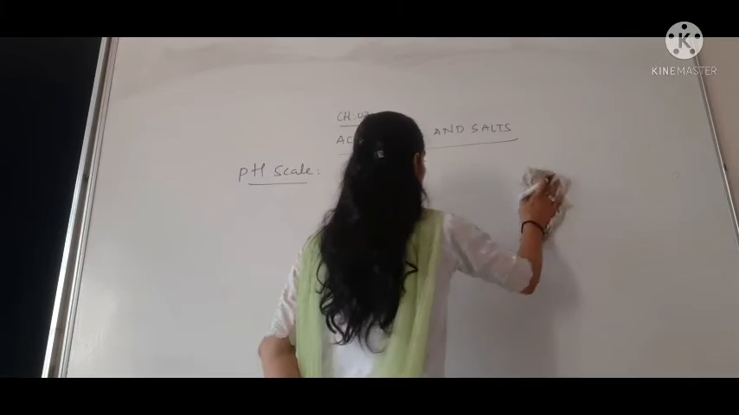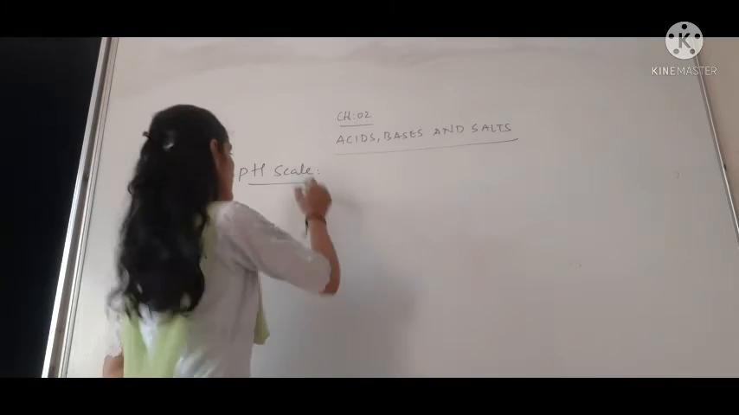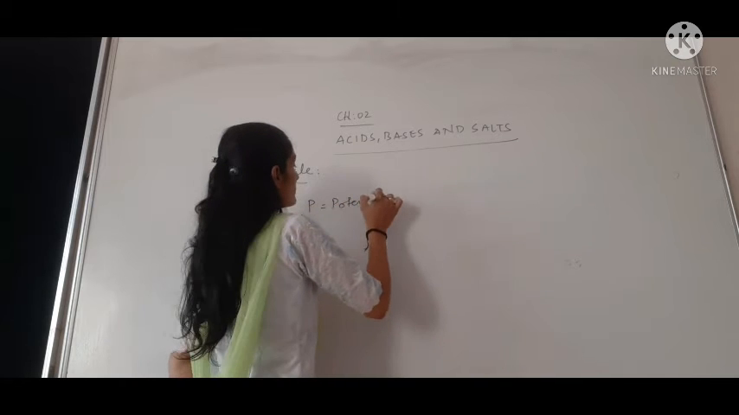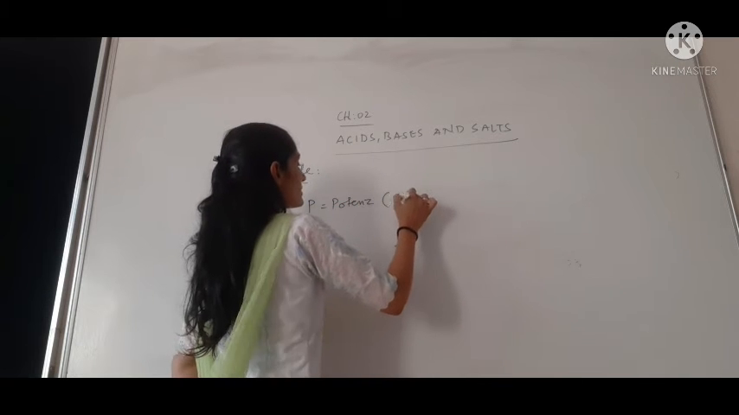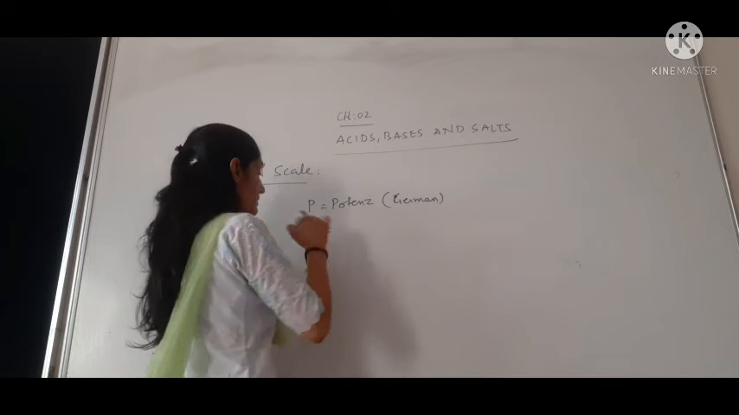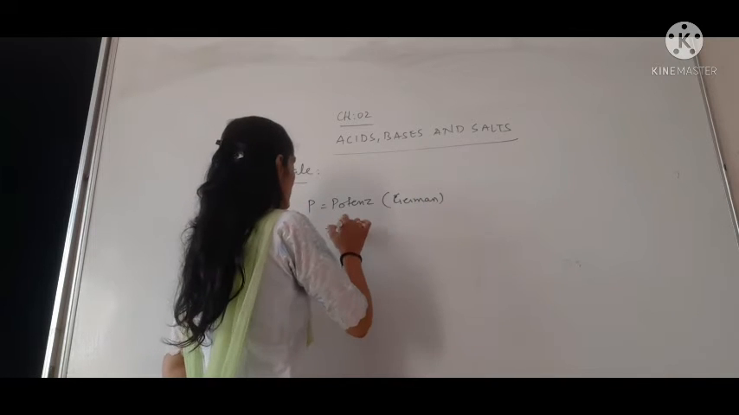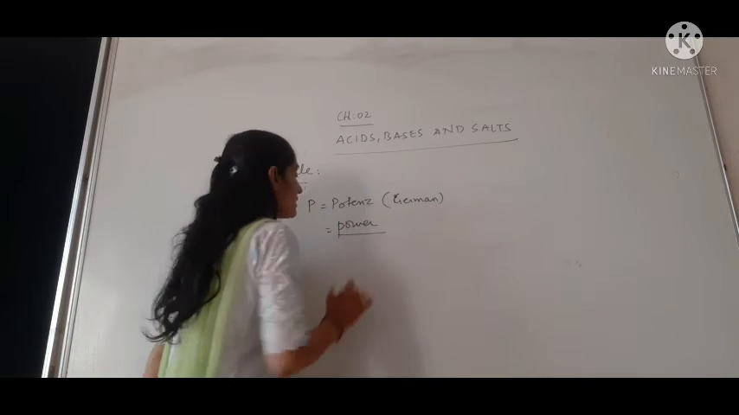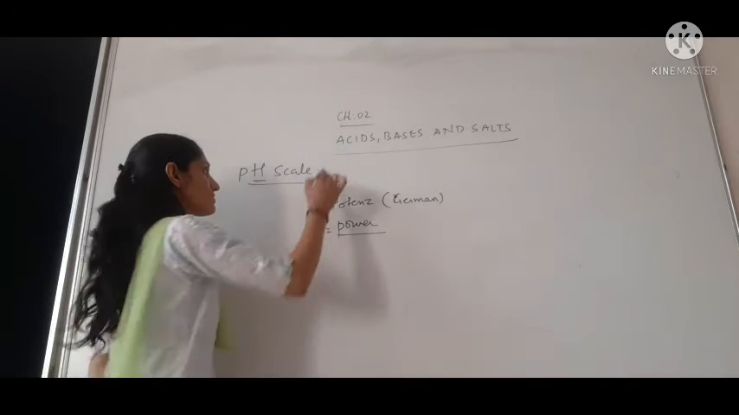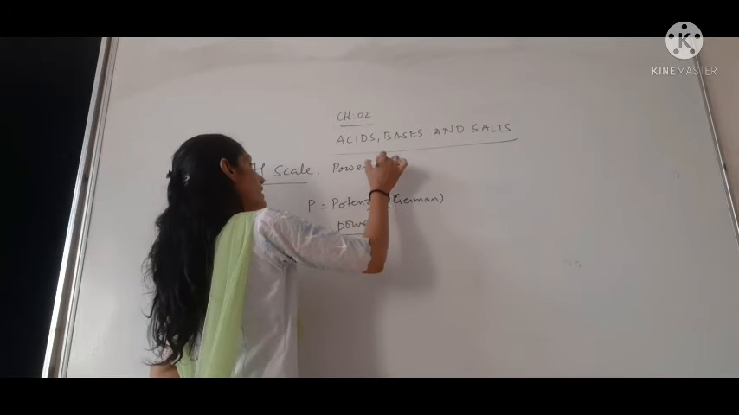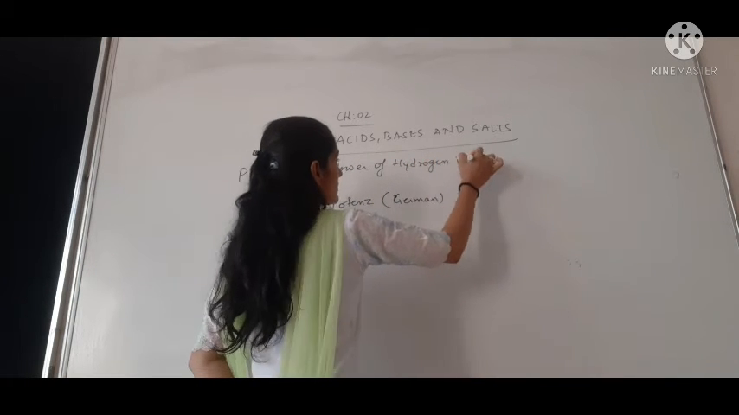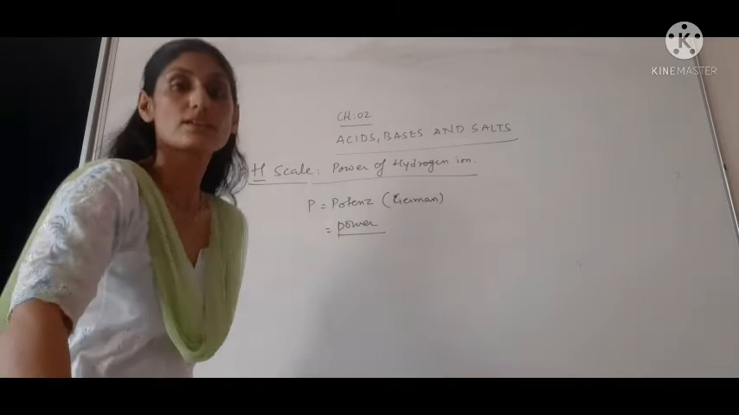What is the pH scale? P comes from the German word potenz, and in the English language it means power. Now power of what? H stands for hydrogen. So power of hydrogen ion, you can say that. So what is the definition for this?